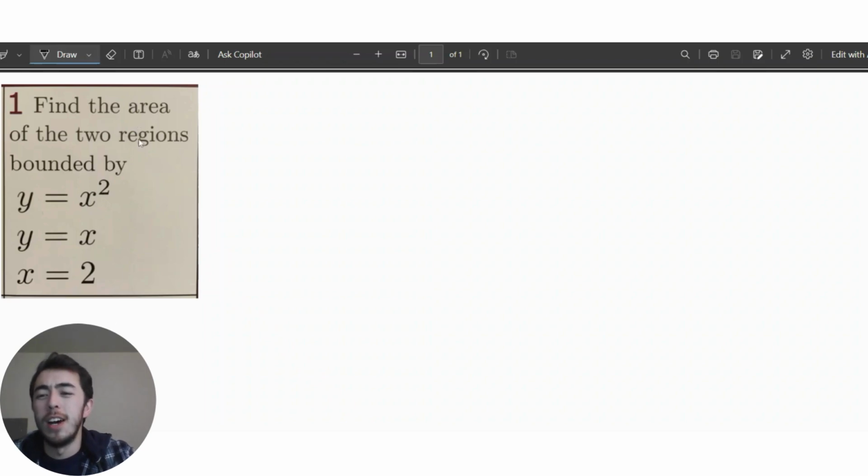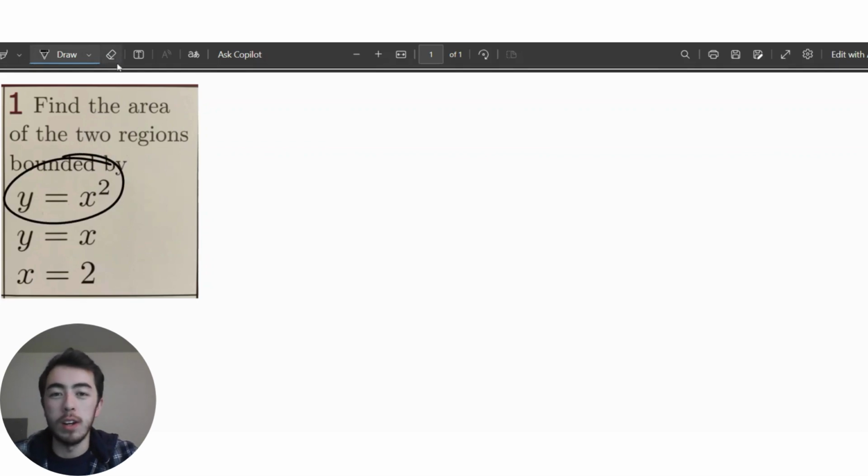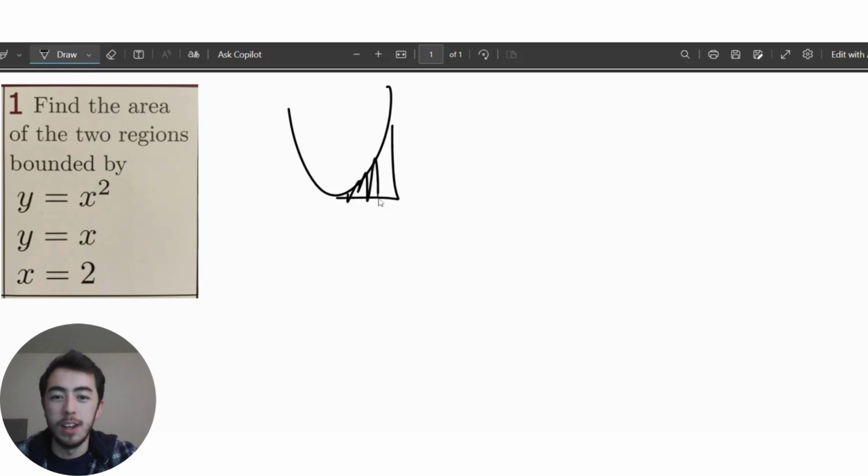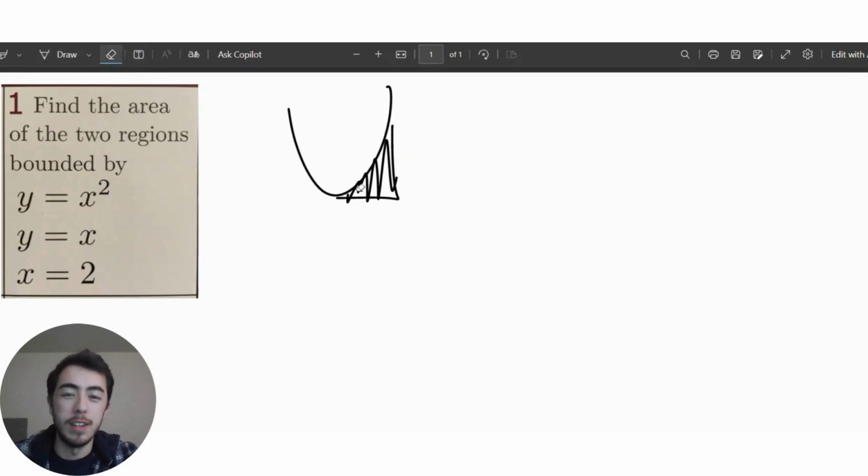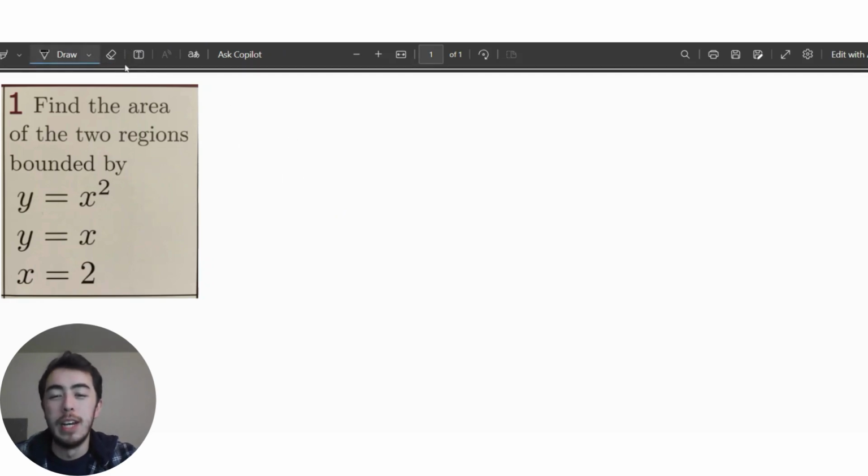I'm already feeling like this is going to be a calculus-y problem because I'm finding the area of some regions. I could potentially solve this with geometry, but since I have this x squared, that's not going to be a straight line, and it's going to be pretty hard, maybe even impossible, to find the area of something that looks like this shape, unless I have calculus under my belt as a tool. So let's just see what it looks like. I'll draw a little sketch.